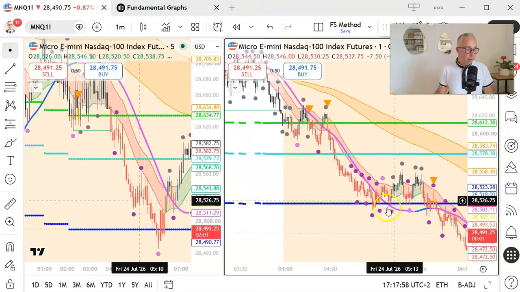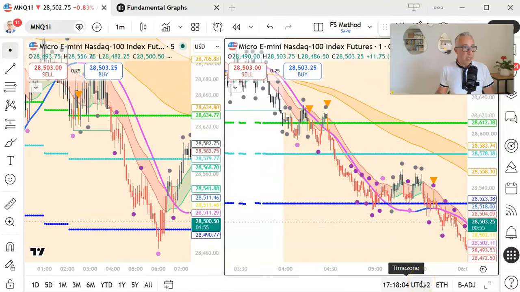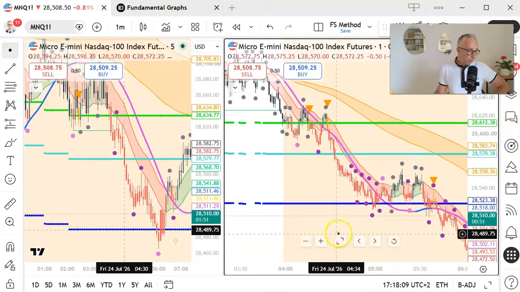Usually when price gets to 7, it's ideal between 5 and 7, between 6 and 7, and 8 is pretty good too as an extension. But once it gets beyond 8, things usually get choppier, okay?